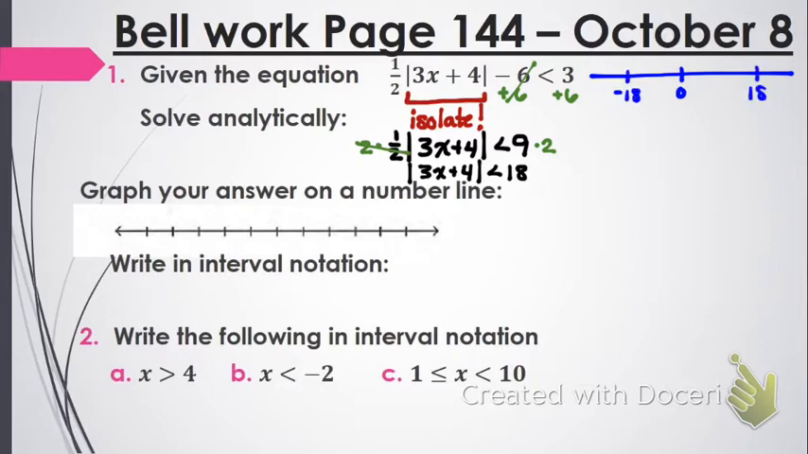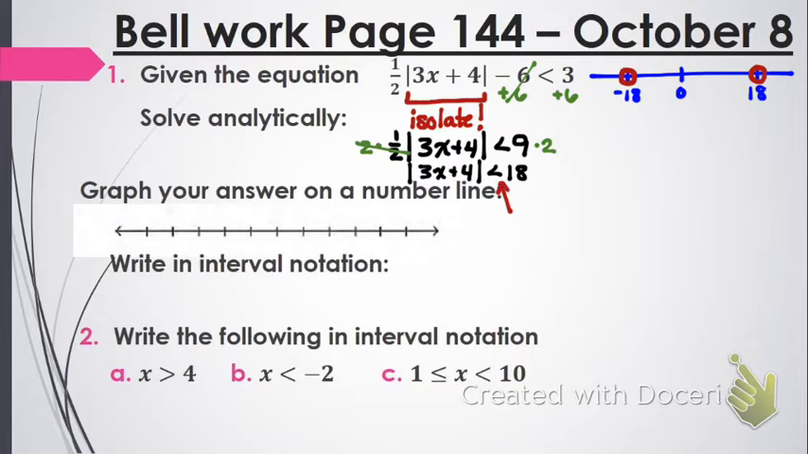Would I be using open circles or closed here? Open. Why? Because if we don't have the or equal to line, we just leave it as an open circle. If it has the or equal to, we fill it in, and that's when we use the brackets in our interval notation.